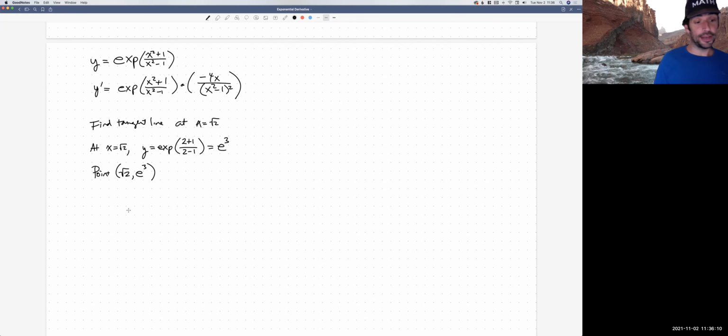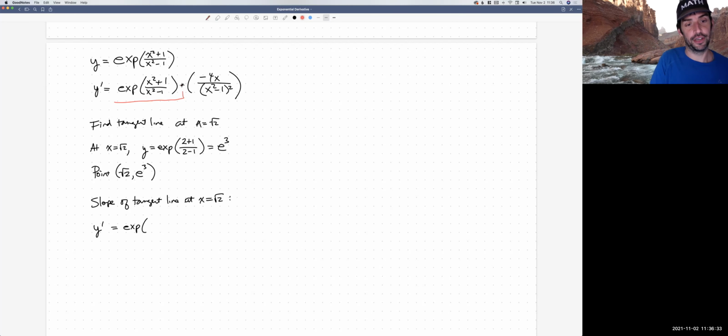We need the slope of the tangent line. We simply evaluate y prime at x equals root 2. So we'll get y prime is equal to the exponential of, well, we just did this a second ago. So I'm just going to put in 3, right? Because this first part of our derivative is just the function itself. And we just computed putting square root of 2 in and got the exponential at 3.